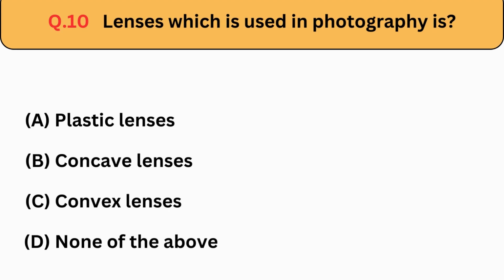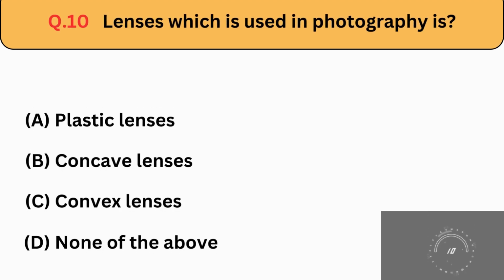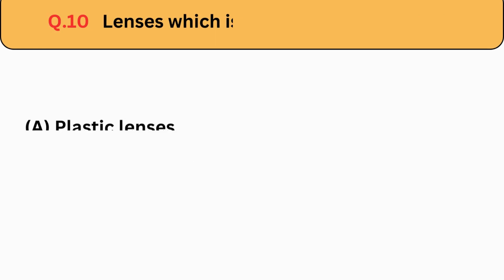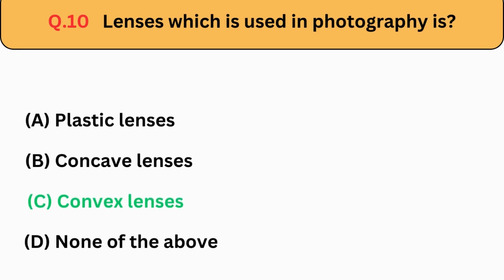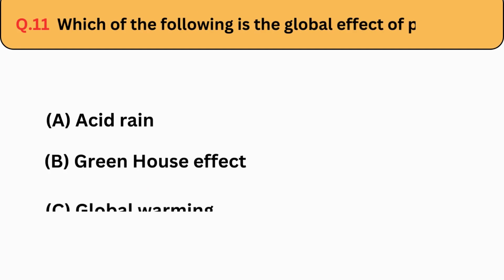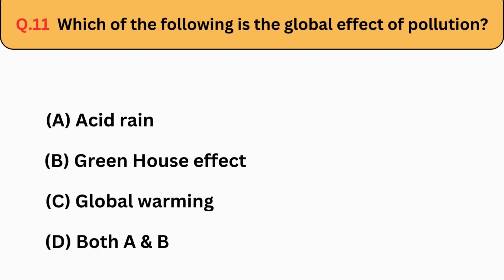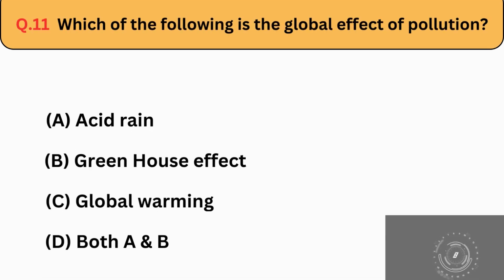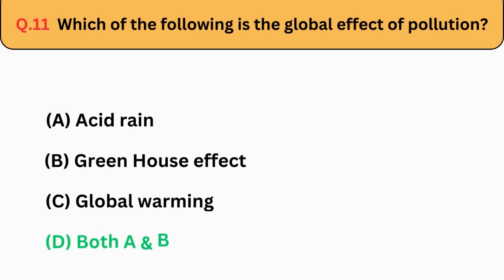Lens which is used in photography is. Option C, convex lens. Which of the following is a global effect of population? Option D, both A and B.